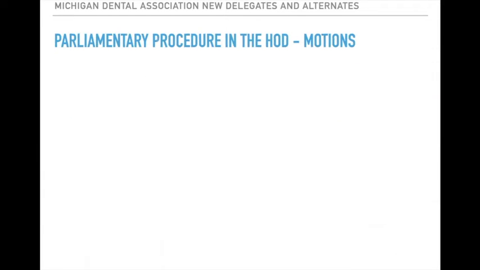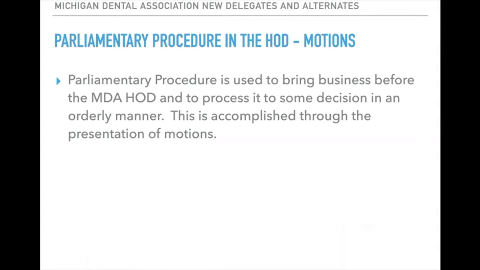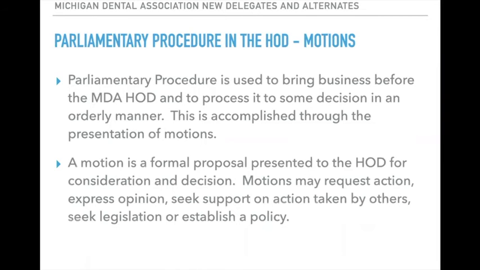So let's jump in a little bit here into parliamentary procedures for our House in regards to motions. We use the procedures to bring business before the House of Delegates and to process it to reach a decision in an orderly manner. And it's accomplished through the presentation of motions. Now, a motion is a formal proposal presented to the House for its consideration, deliberation, and a decision. Motions can request an action, express an opinion, seek support of an action taken by others, seek legislation, or establish a policy. That's the overall for a motion.